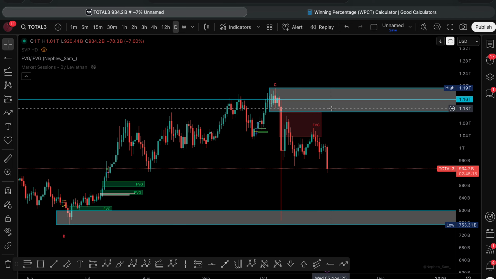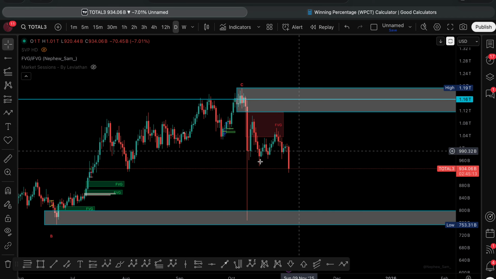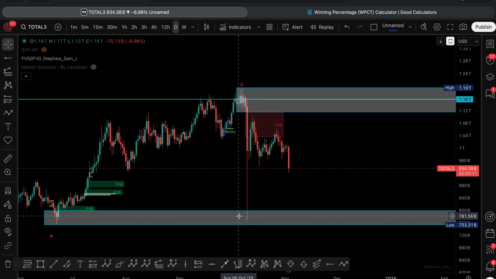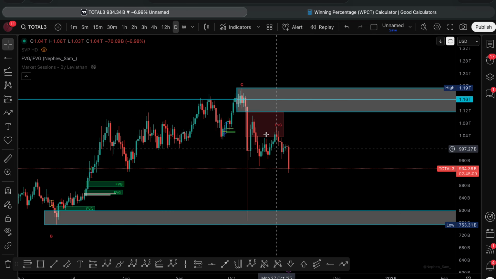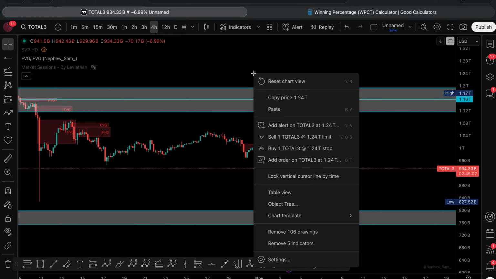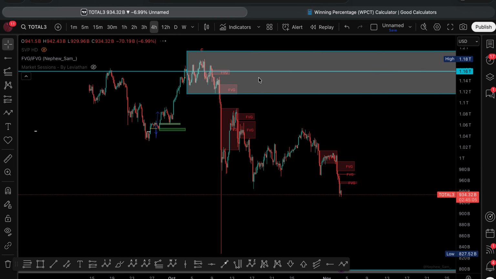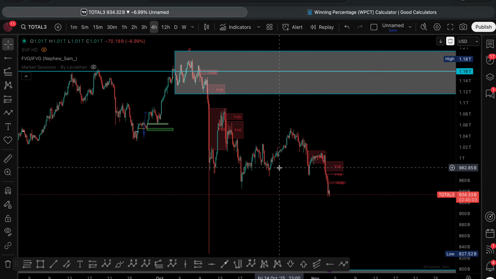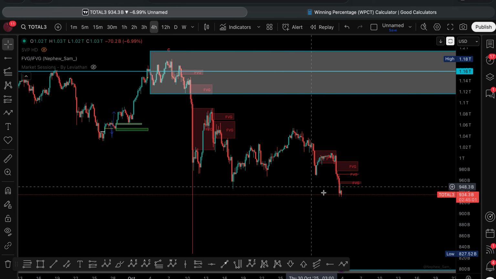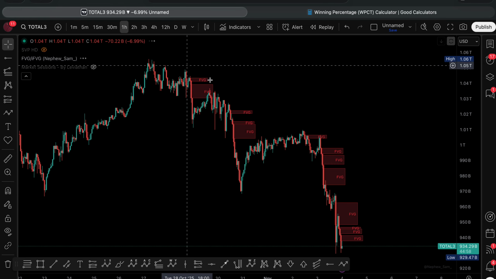So on daily, we have this area that I'm looking at. We tapped into this order block at the bottom. Then let's see, go to the 4 hour. Again, yeah, there isn't much here to look at. Let's see, 1 hour.